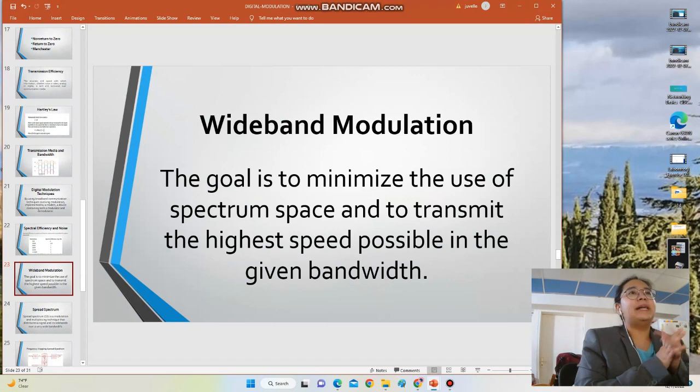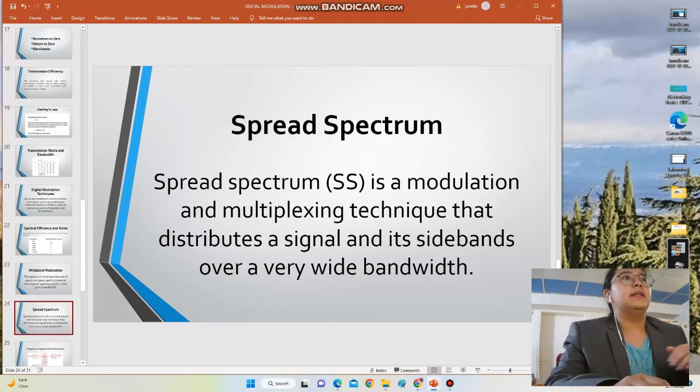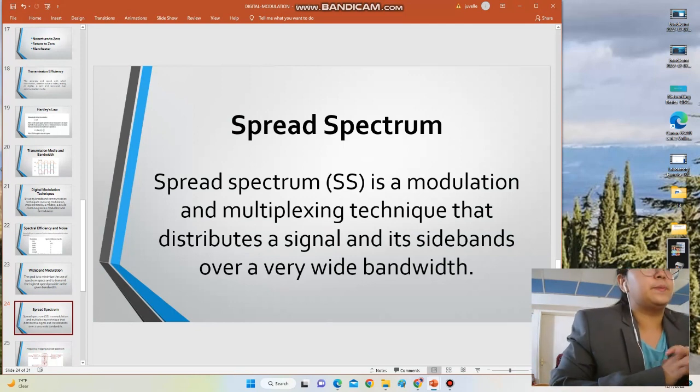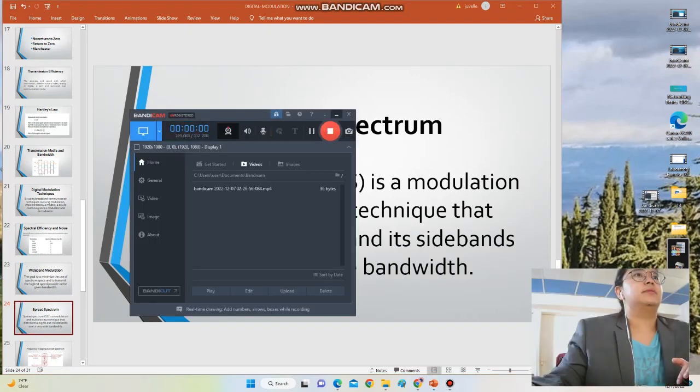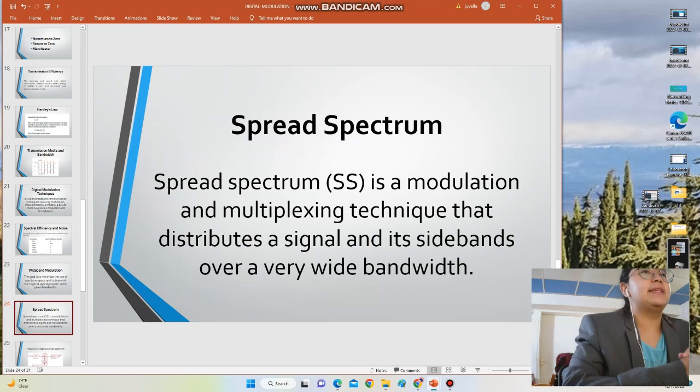And this is the wideband modulation. The goal is to minimize the use of spectrum space and to transmit the highest speed possible in the given bandwidth. So, spread spectrum, SS. SS is a modulation and multiplexing technique that distributes a signal and its sidebands over a very wide bandwidth.